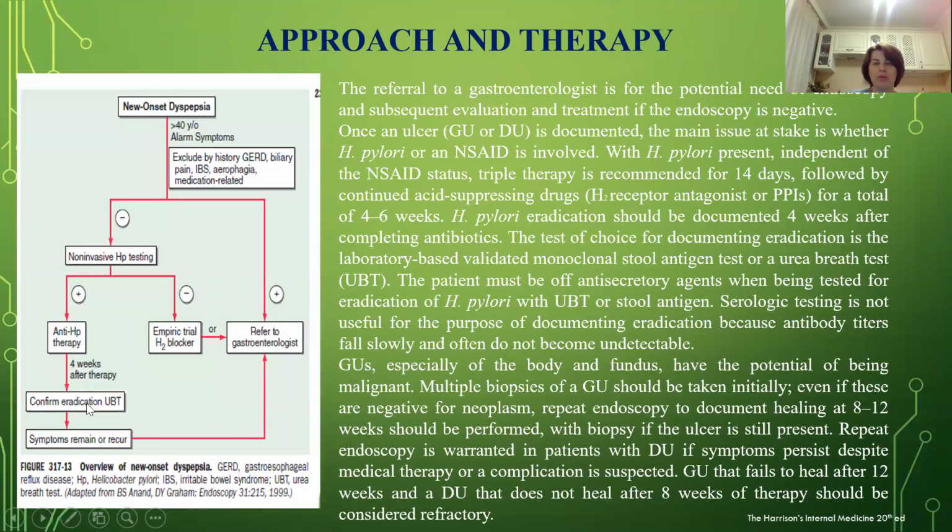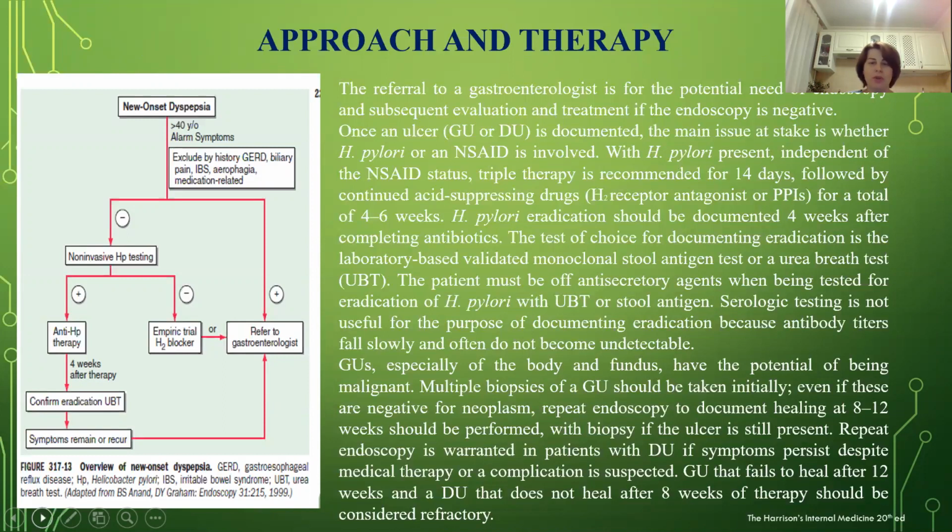And let's go to the approach and therapy of peptic ulcer disorder. The referral to a gastroenterologist is for the potential need of endoscopy and subsequent evaluation and treatment if the endoscopy is negative. Once an ulcer is documented, the main issue at stake is whether Helicobacter pylori or NSAIDs are involved. With Helicobacter pylori present, independent of the NSAID status, triple therapy is recommended for 14 days, followed by continued acid-suppressing drugs for a total of 4 to 6 weeks. Helicobacter pylori eradication should be documented 4 weeks after completing antibiotics.